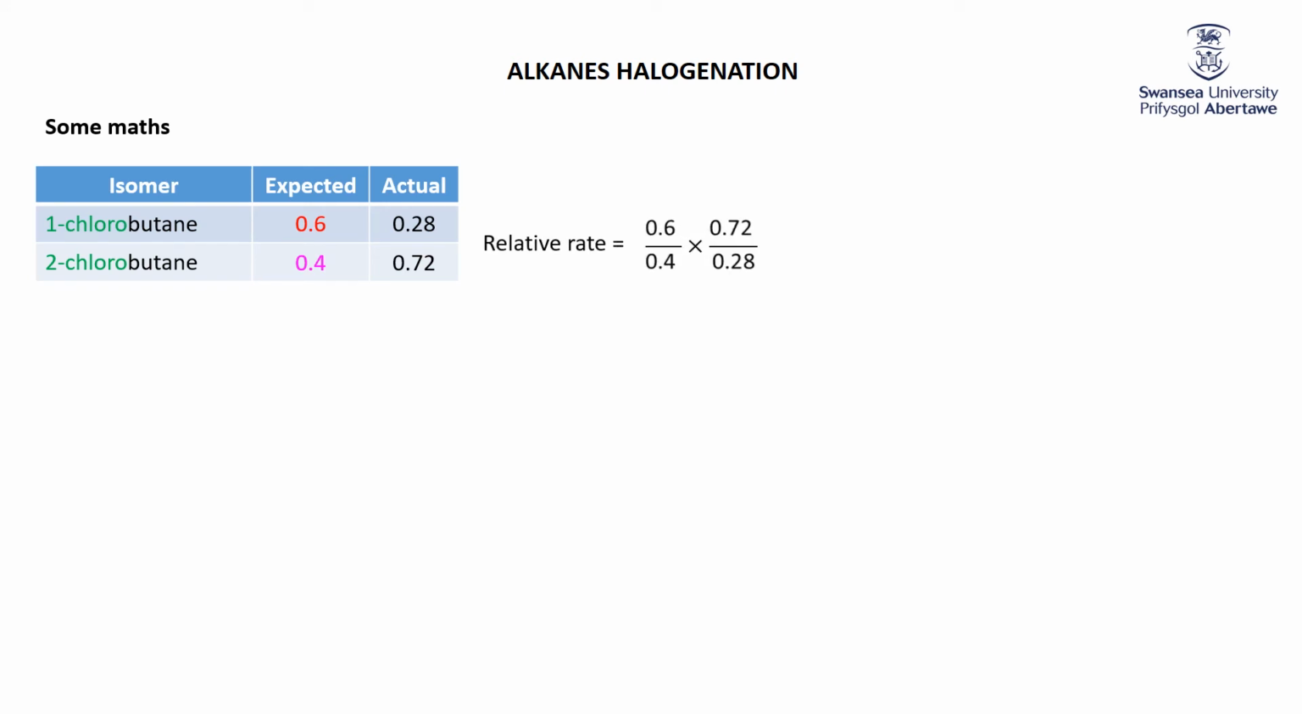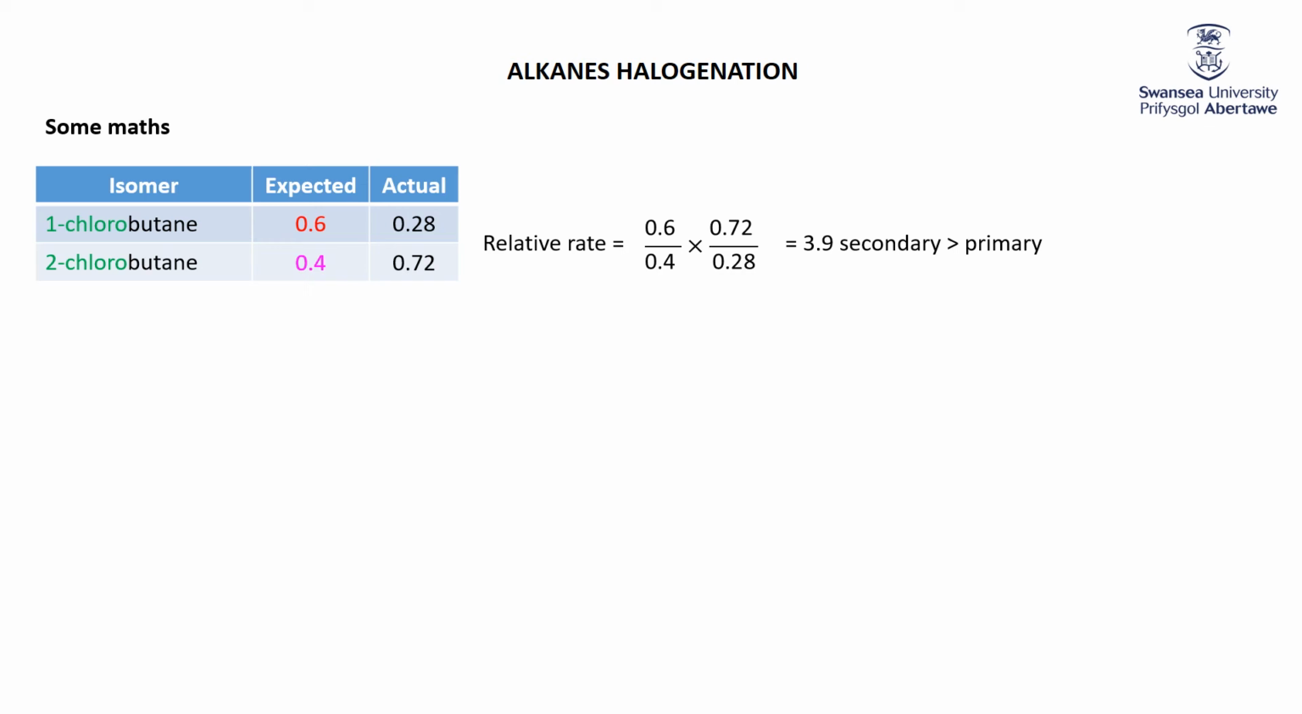Now, that means that the relative rate of formation, because it is a kinetic process, is equal to, first of all, the ratio that we actually saw, 0.72 over 0.28, divided by the expected ratio, which would have been 0.4 over 0.6. Well, when you divide by a fraction, you flip it and multiply it. So that becomes 0.72 over 0.28 times 0.6 over 0.4, which is 3.9.